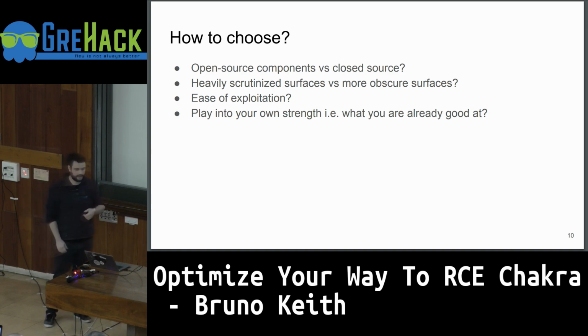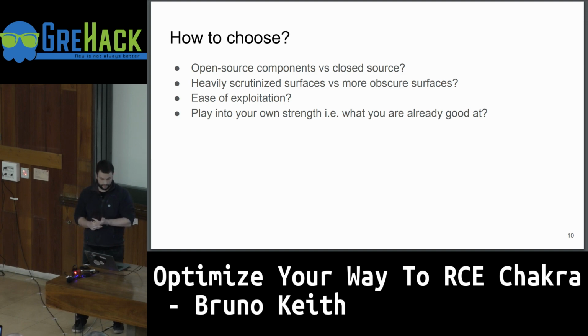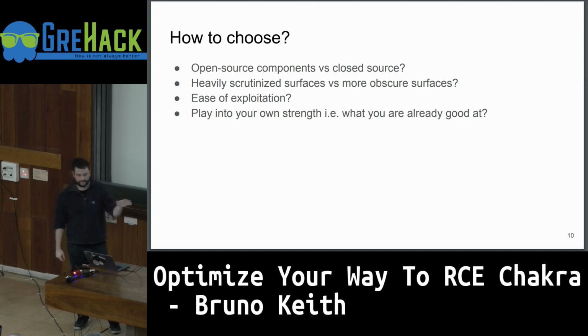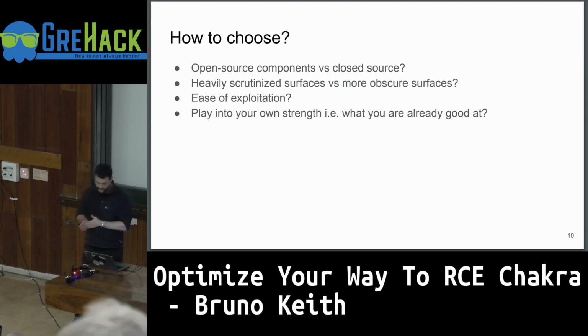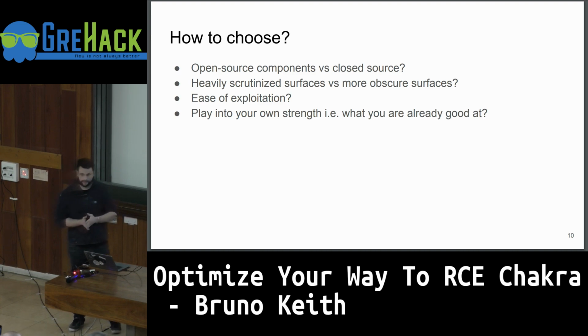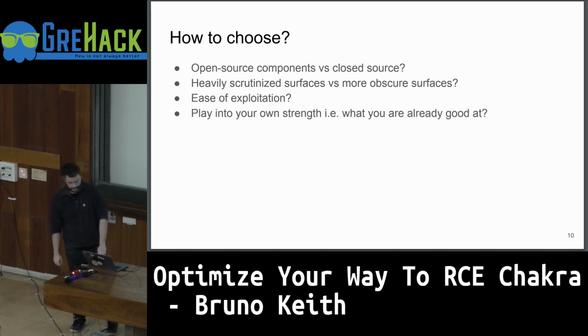I listed a few criteria that we can think about in order to select a particular attack surface: whether the component is open sourced versus closed sourced, whether it is something that's heavily scrutinized or something that's more obscure. Ease of exploitation as well. What I mean by that is here we're trying to do a full chain, so showing that there's a bug and then not being able to do anything with it is not really something that interests us. We want to chain that with another bug to continue the compromise of the target. And finally, maybe the criterion that actually trumps everything I said before: play to your own strengths. So basically what you are already good at.